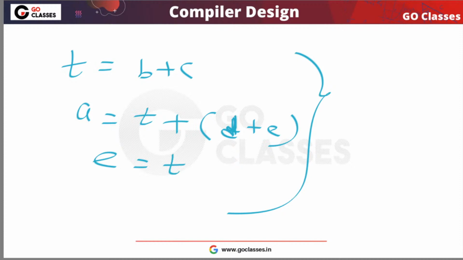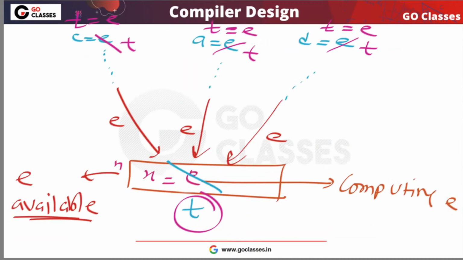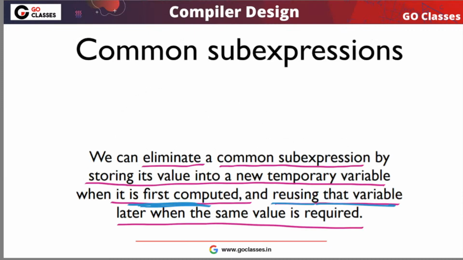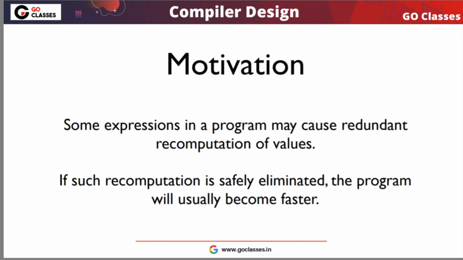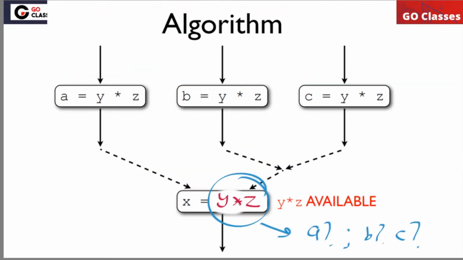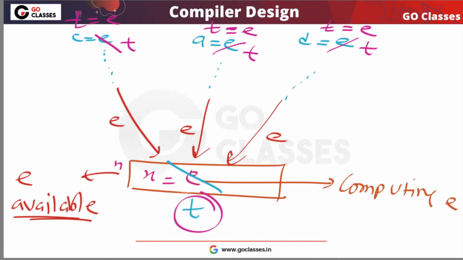Is this clear? Because we have already seen the algorithm. I told you this is the algorithm. You can notice here this algorithm we have already seen, correct? This algorithm actually does this: find a node n which is reusing an already computed expression. Then you create a variable, and then you go back and create variables. Basically this is what you need to do.